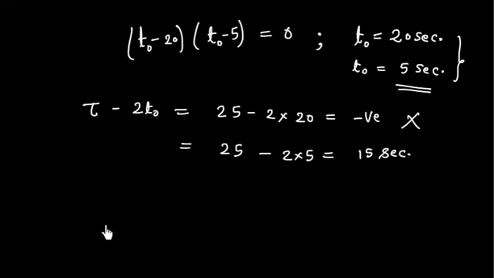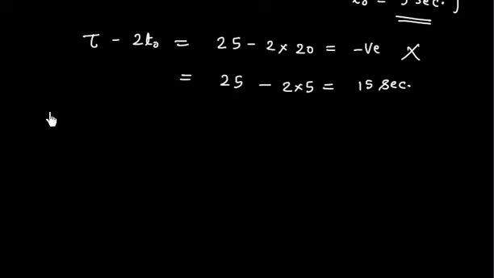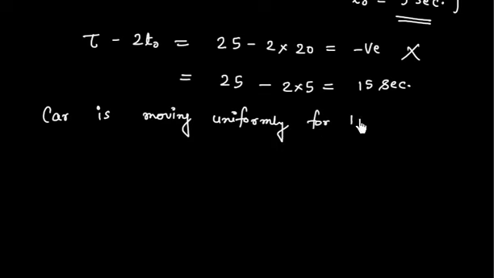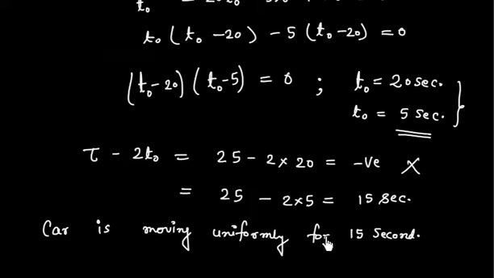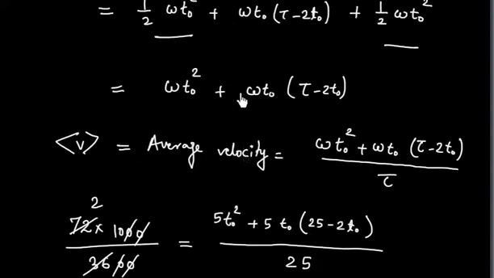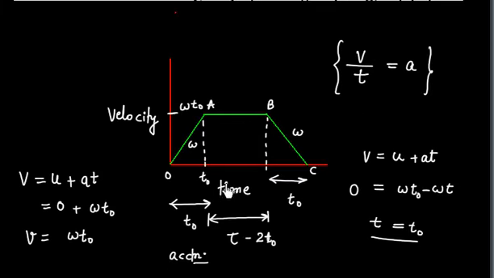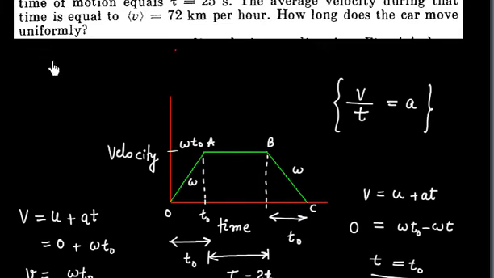So this means the car is moving uniformly for 15 seconds. Are you getting it? So this is the idea. This is an easy one. You see what we have done: we have used only one concept, the idea of average velocity. The whole problem involves only one concept, the concept of average velocity. Are you getting it or not?